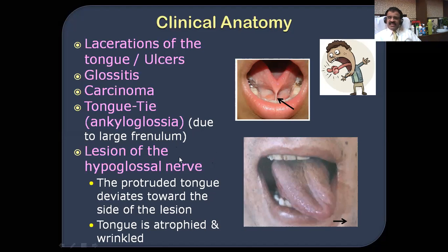Okay. Now lesion of the hypoglossal nerve will also give rise to clinical anatomy. The protruded tongue deviates towards the side of the lesion. The tongue keeps bending to one side, because it deviates towards the side of the lesion. So that means there is a lesion in the hypoglossal nerve and the tongue gets atrophied and wrinkled in that case. So this is a hypoglossal nerve injury, a nerve lesion causing some sort of paralysis of the tongue.